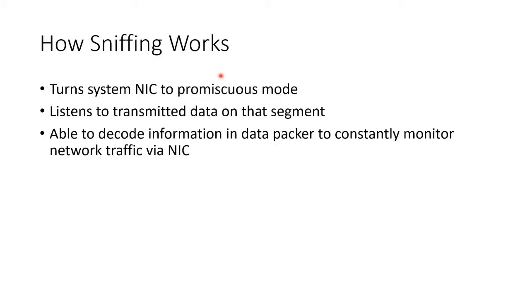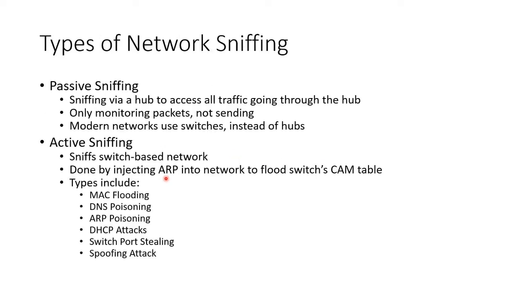If you hear it, they hear it, everybody hears it. It's not like once you hear it, nobody else hears it. It's not like that. So we put the NIC in promiscuous mode. We listen to any transmitted data on that segment. We capture it and we decode the information. And we're constantly monitoring this network traffic.